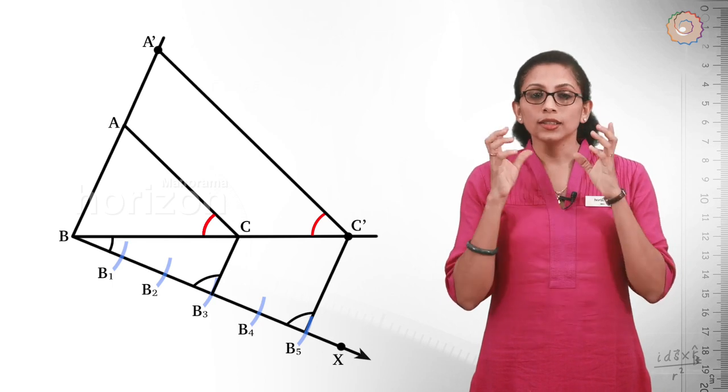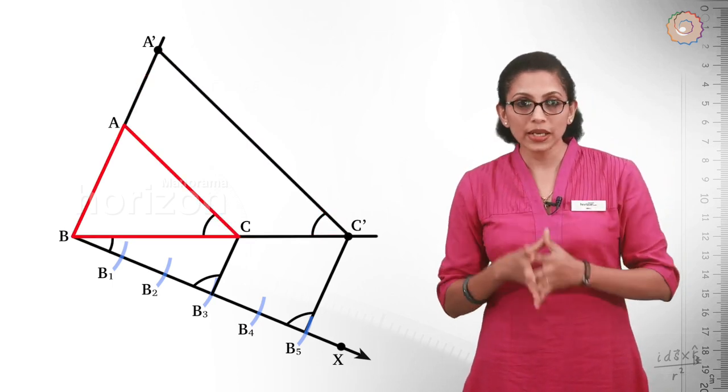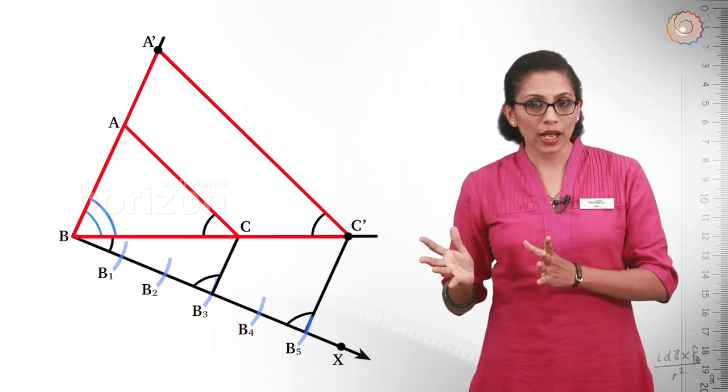Now, consider triangle A dash B C dash and triangle ABC. Angle B is equal to angle B. Reason, they are the common angles.